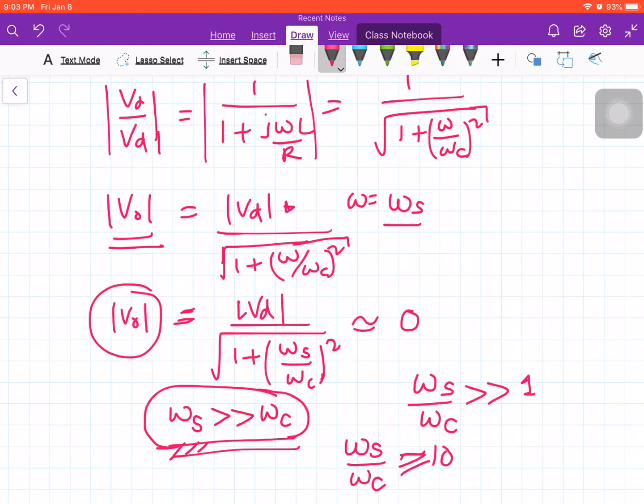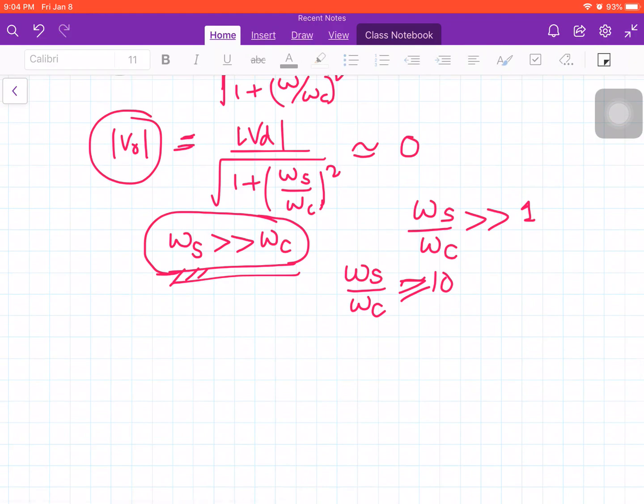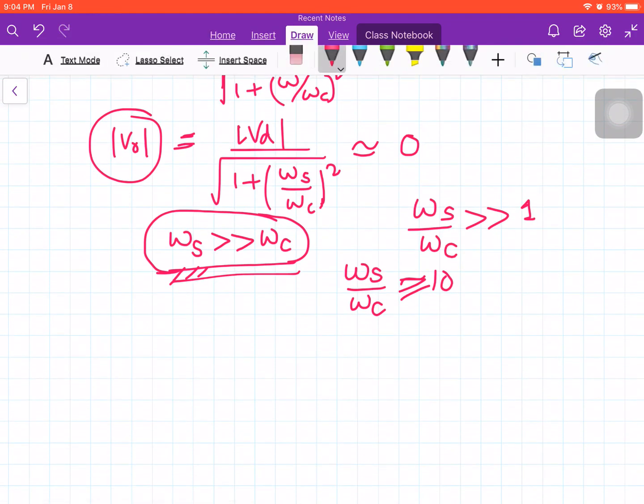This will ensure that V0 would be approximately equal to the duty ratio into Vg. What is the problem if omega s is close to omega c? Let us say this ratio is approximately equal to 1.